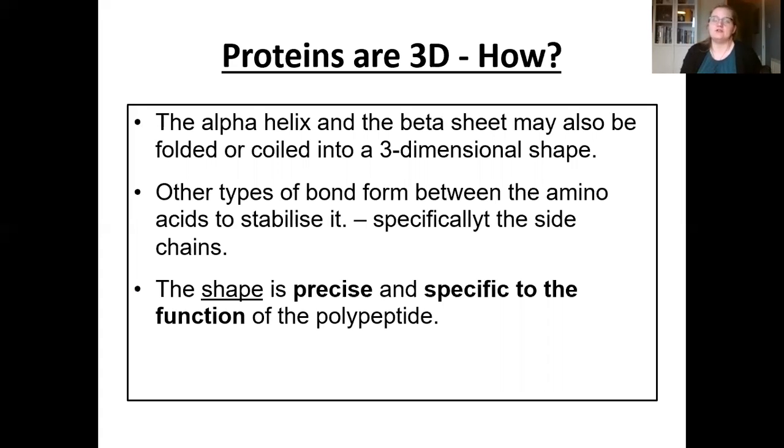Up until now, we've literally just been talking about hydrogen bonds. Now we're going to start getting some extra ones, and these form between the amino acids to stabilize them, and specifically the side chains. So when we've said that one amino acid could be more acidic, one could be more basic, this is what's going to create this stability. So the shape is very precise and specific to the function of a polypeptide. So for example, DNA is an alpha helix. Well, it's a double alpha helix, so we actually have the two.